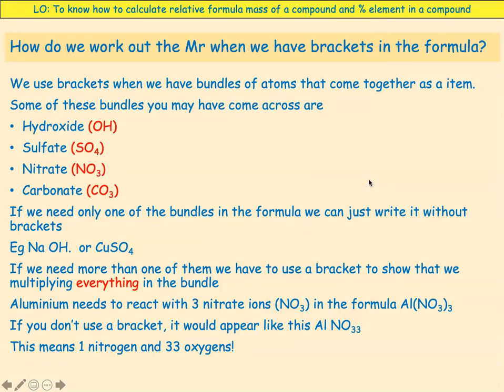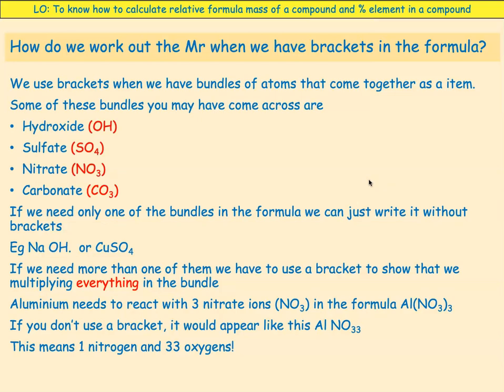Okay, how do we work out the relative formula mass when we have brackets in the formula? We use brackets when we have bundles of atoms that come together as an item, like fish and chips. Some of these bundles you may have come across are hydroxide. So the hydroxide ion looks like OH. So every time you have a bundle of OH, it's hydroxide.